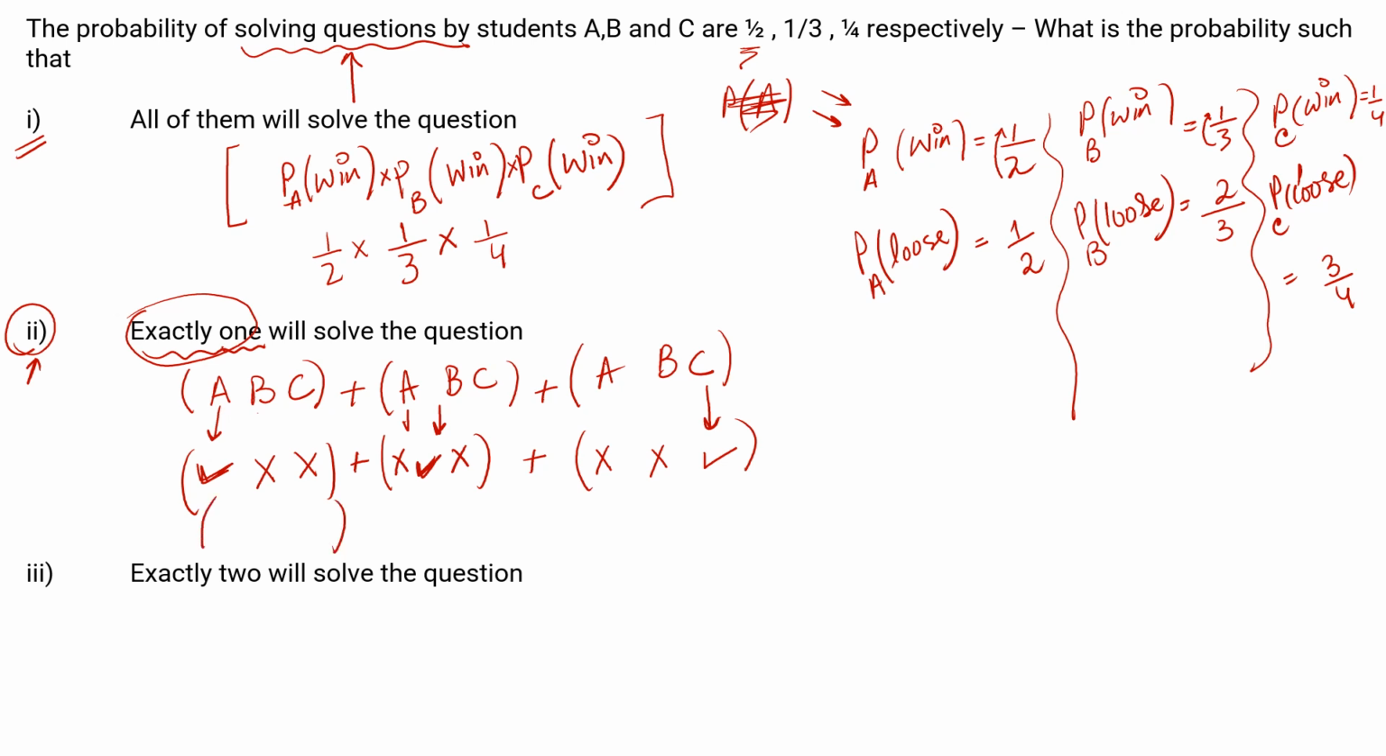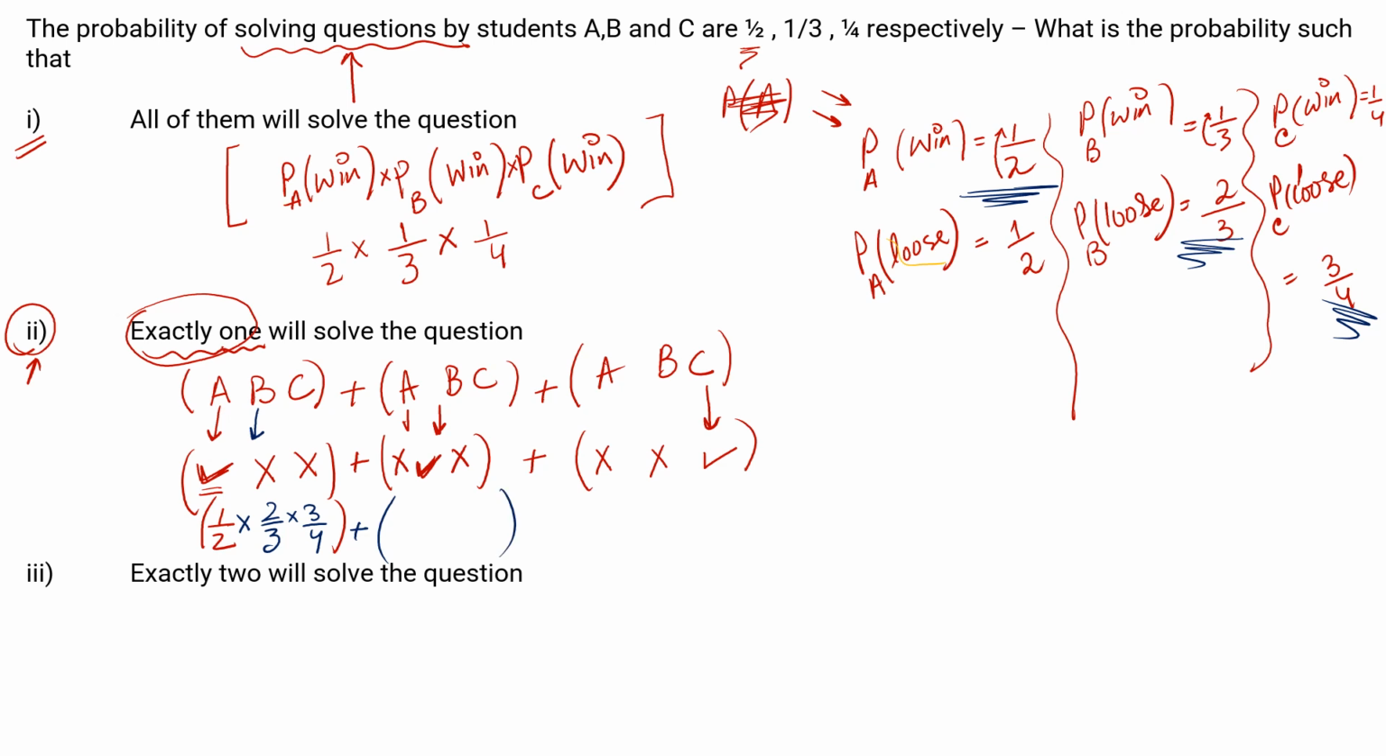So A will solve. It means the probability of winning by A is 1 over 2. Then you have to write the probability of the others. The probability of B losing or not solving the question is 2 by 3. Similarly, for C, the probability of not solving the question is 3 by 4.